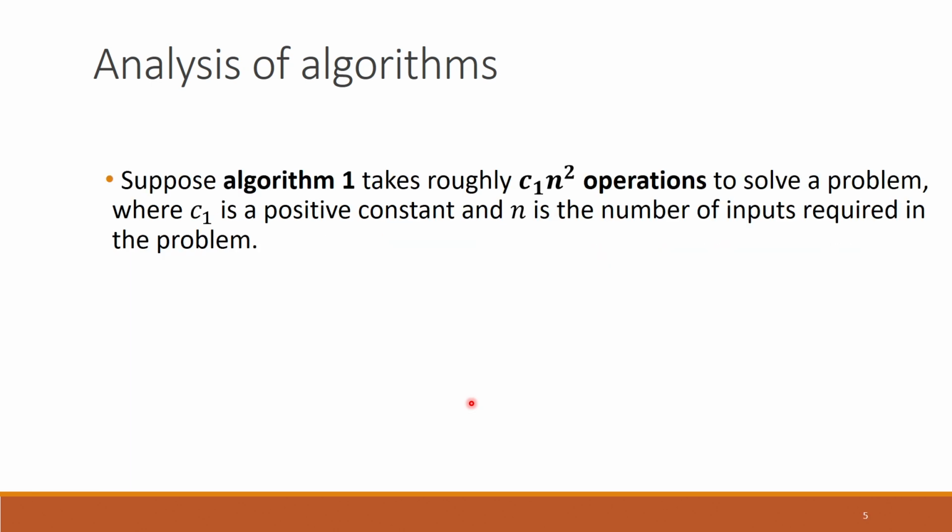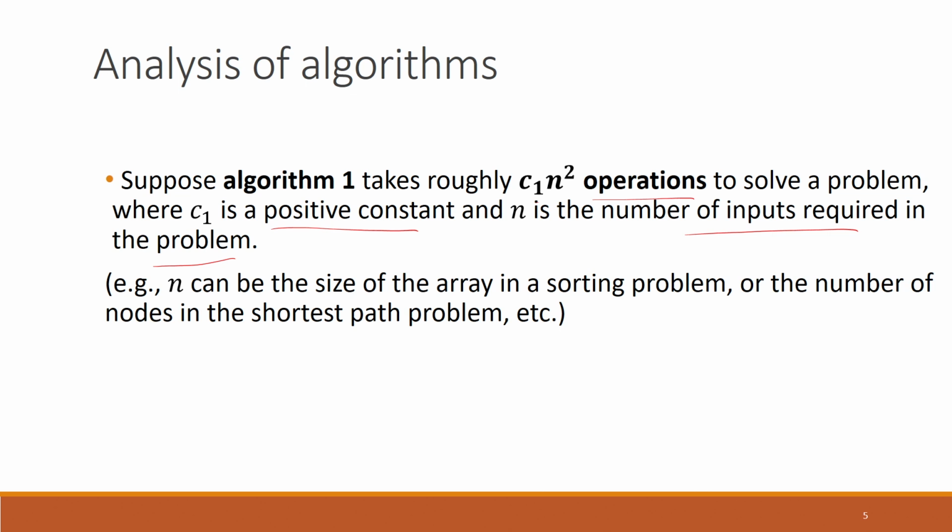So let us consider this situation. We have first this algorithm 1. This algorithm 1 roughly takes C1 n square operations to solve a problem, where C1 is a positive constant and n is the number of inputs required in the problem. For example, n can be the size of an array if you have to sort a given array, or the number of nodes if you are solving the shortest path problem and so on. So n is a parameter that defines the size of the problem.